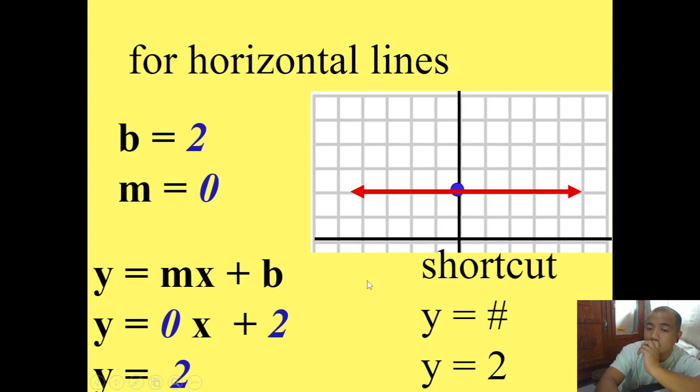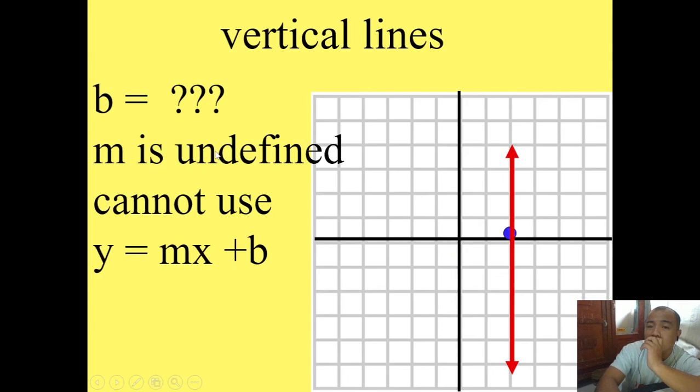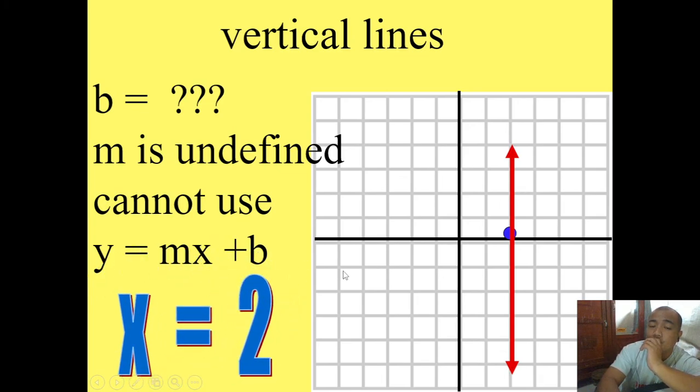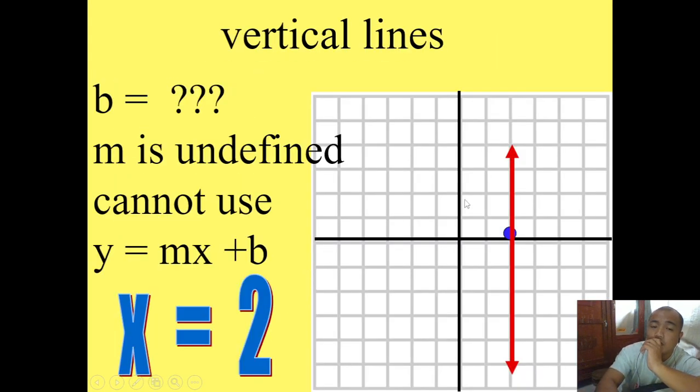Y equals 2. For vertical lines, how about for vertical lines? B, okay, there is no y-intercept because it does not pass through the y-axis. M is undefined, so we cannot use y equals mx plus b. Undefined because vertical lines have undefined slope. So what will we do? X equals 2. So for a shortcut, x equals the number. Okay, for vertical lines, x equals the number. For horizontal lines, y equals the number.